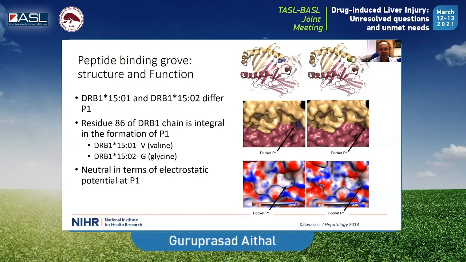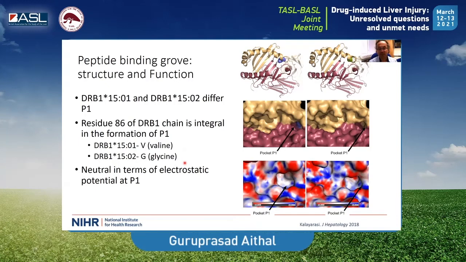This color map tells you the polarity of this, in other words, whether it's alkaline or acidic. Again, not much difference. So one change in amino acid does not change the ability of this peptide binding groove to bind to a peptide, which might be a drug-altered peptide. So we concluded that in Asians, probably 1502 behaves as well as 1501 and is supporting the diagnosis of drug-induced liver injury.